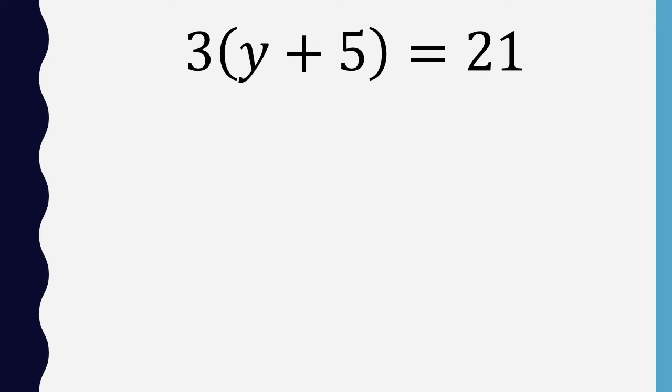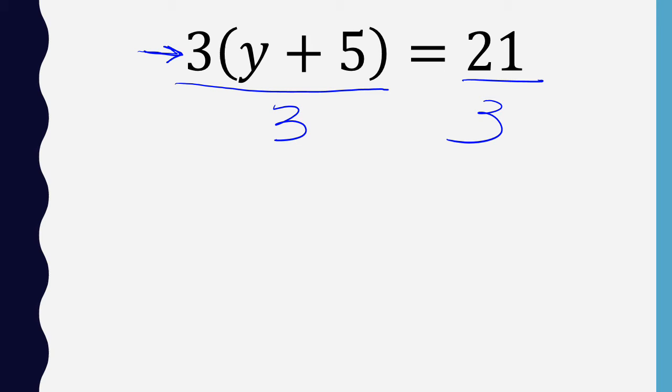So here's our first one. We have 3 times, in parentheses, y plus 5 is equal to 21. So with these problems, we want to take care of our coefficient of 3 first. Since we're multiplying by 3, we're going to divide by 3 on both sides. The 3's will cancel out, leaving us with y plus 5 is equal to 21 divided by 3, which is 7.